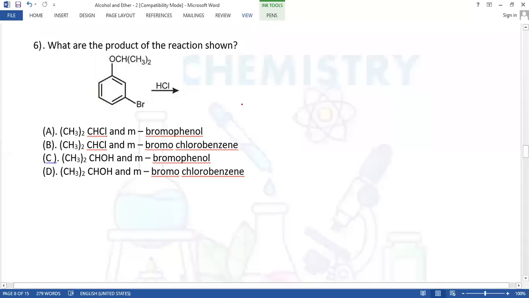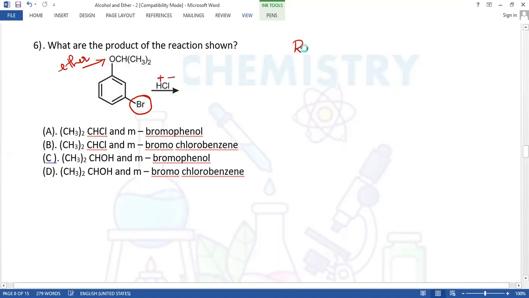Let's move on to question number 6. What are the products of the reaction shown below? Here, we have got a bromine atom attached directly to the benzene. Then you have got here, can you see here, oxygen? There is an ether linkage. Ether is the functional group. Then they are given HCl, H plus and Cl minus.